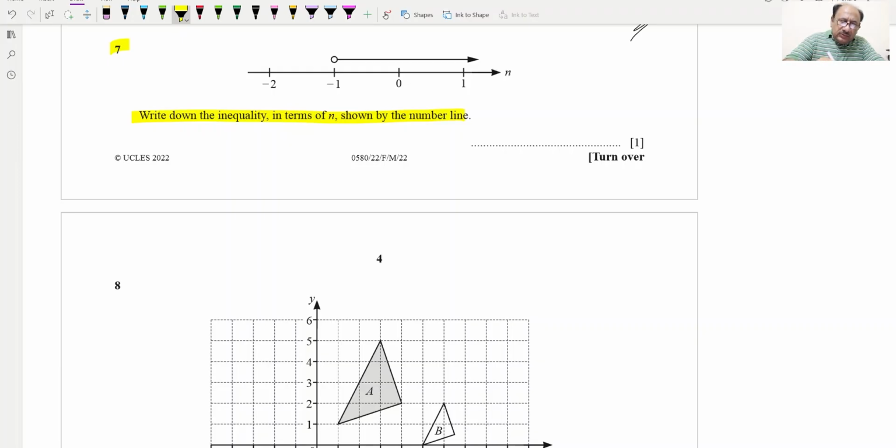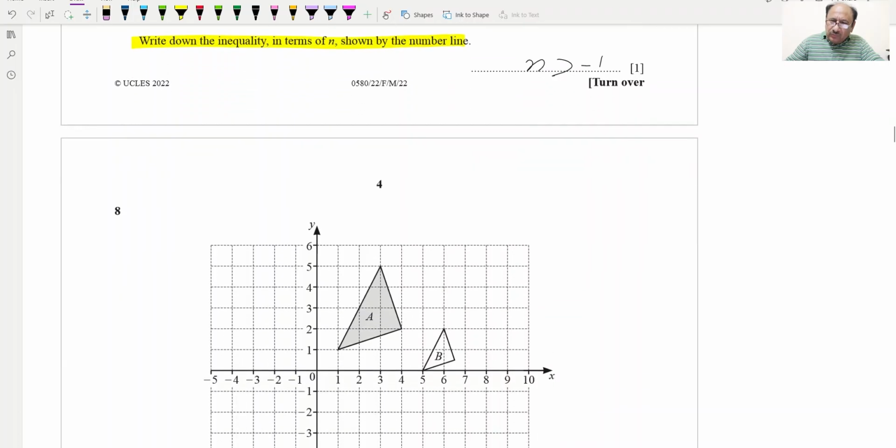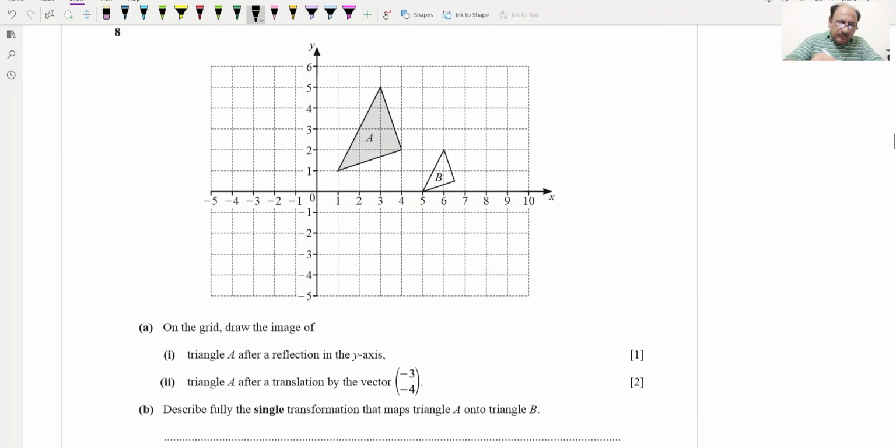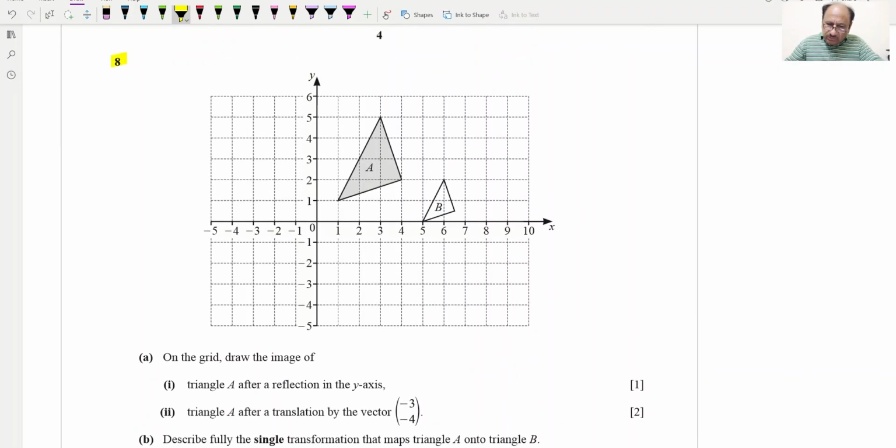So n is greater than 1, n is greater than 1 minus 1. We will not be writing the equal to sign because this is an unfilled circle. So this is a 1 mark question which we are done. Next question number 8. Question number 8 is a transformation question.